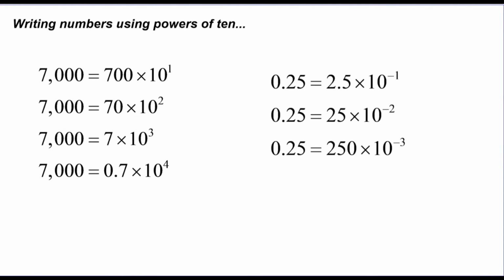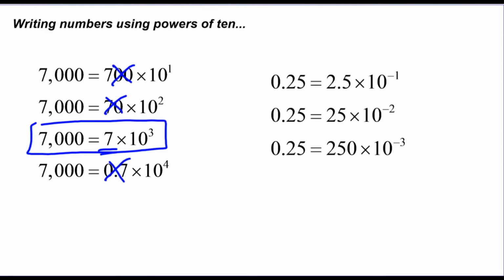Now only one of these is actually considered scientific notation. Can you tell which one of these 4 is the scientific notation of 7,000? It is this one right here, because that factor has to be between 1 and 10. All of these other factors are not between 1 and 10. These two are too large and this one is too small. So this one here is considered the correct form of scientific notation.